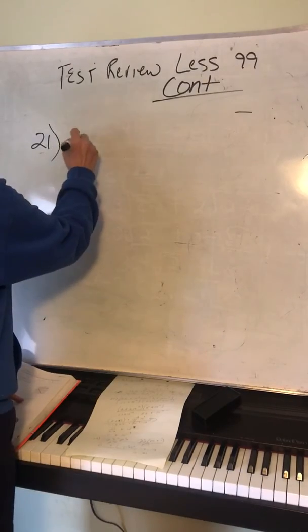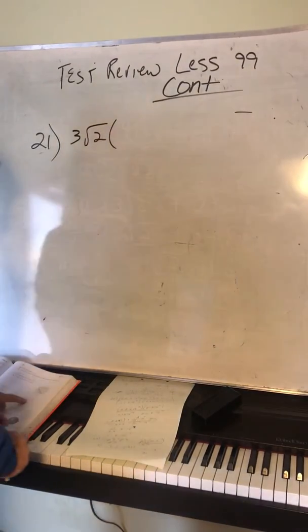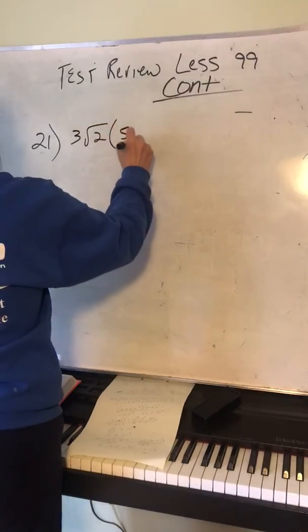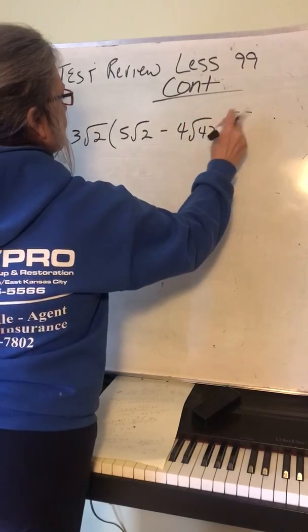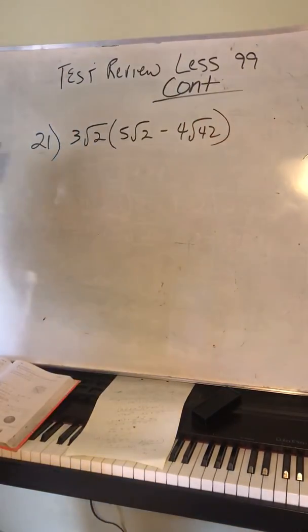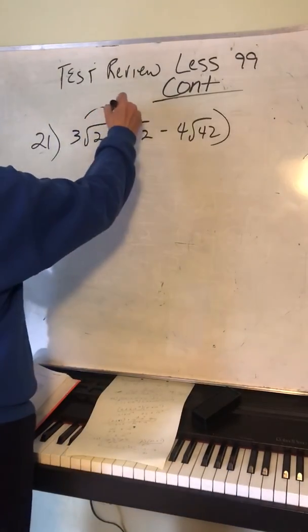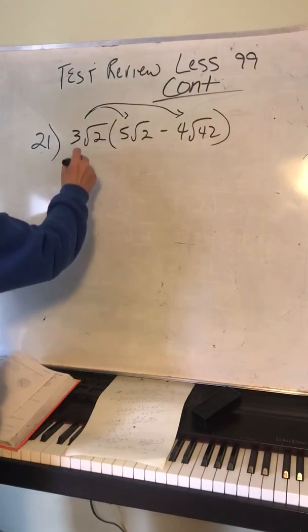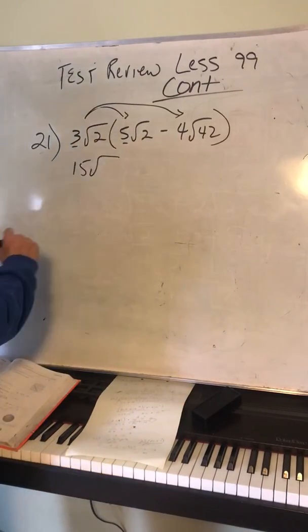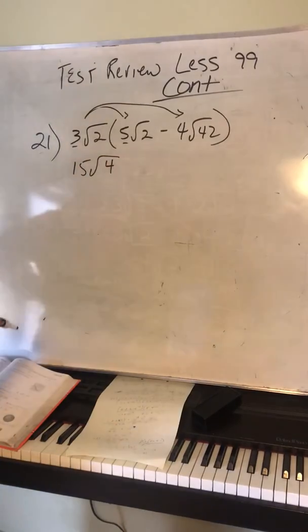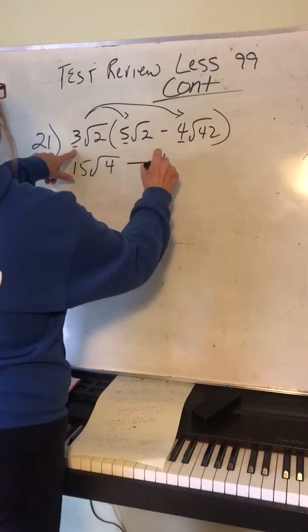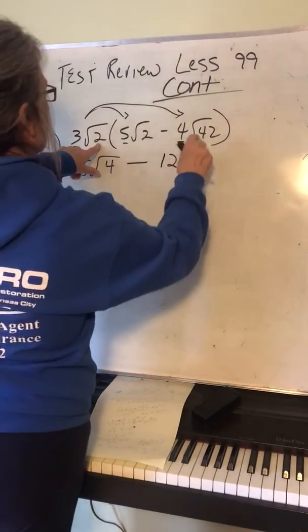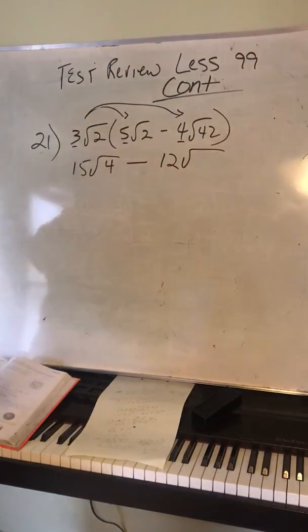21 is 3 times the square root of 2, and in parentheses we have 5 square root of 2 minus 4 square root of 42. Let's go ahead and distribute first. We multiply the whole numbers, 15, and underneath is going to be 4. We'll simplify later. Then we drop our minus down, multiply the whole numbers, 12, and then multiply underneath, which will be 84.